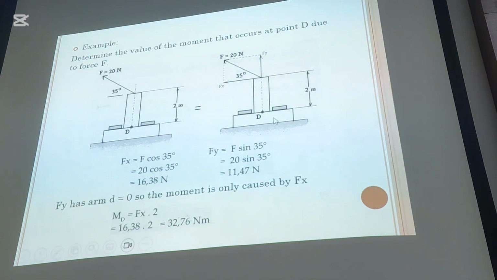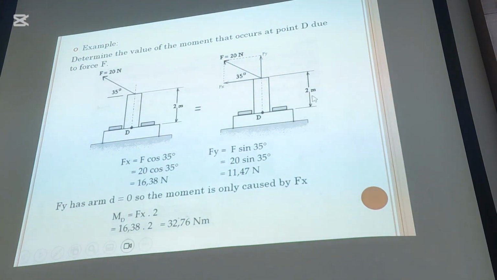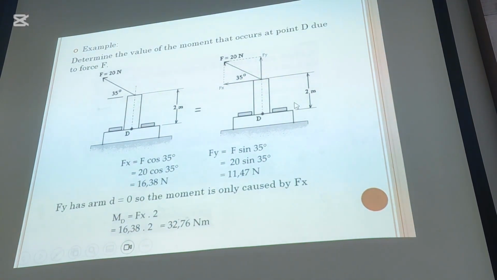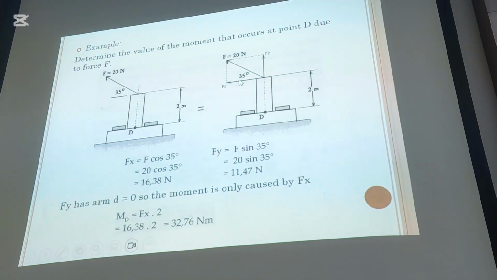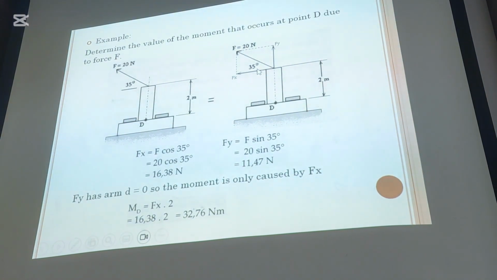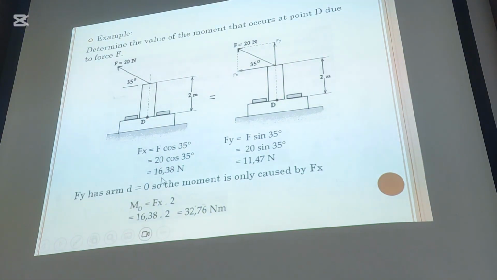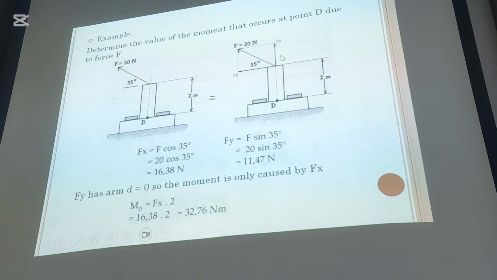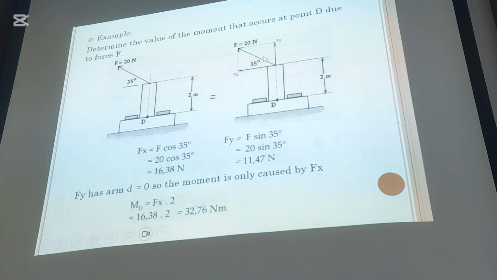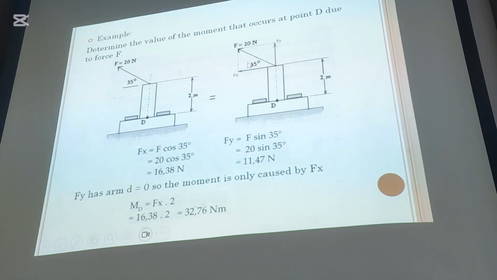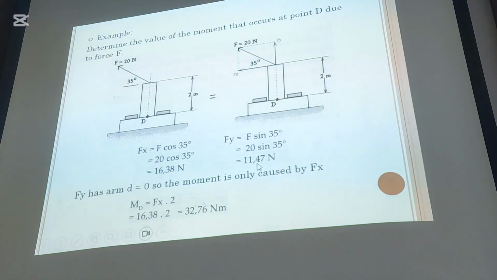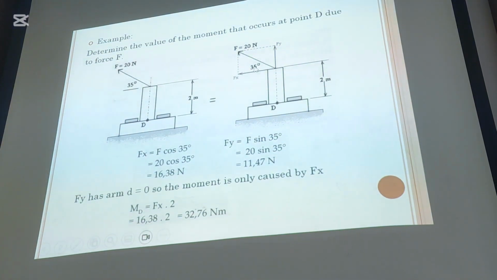Still the same question from D, and still exactly the same data. Now we just need to find out first what Fx is and what Fy is. Fx is the projection of F onto the x-axis. So Fx is F cosine 35. 20 cosine 35 is 16.38. While Fy is also the projection of F onto the y-axis. It's equal to F sine 35, because this 35 is in the angle. That means 20 multiplied by sine 35, we have 11.47 Newton. We have Fx and Fy.